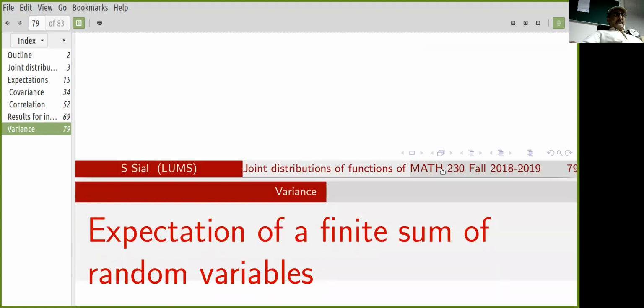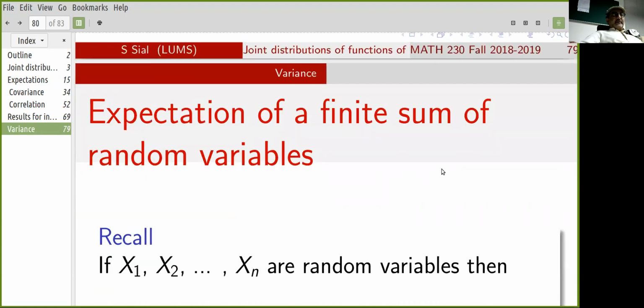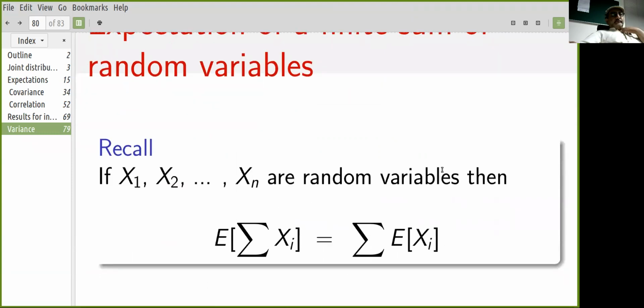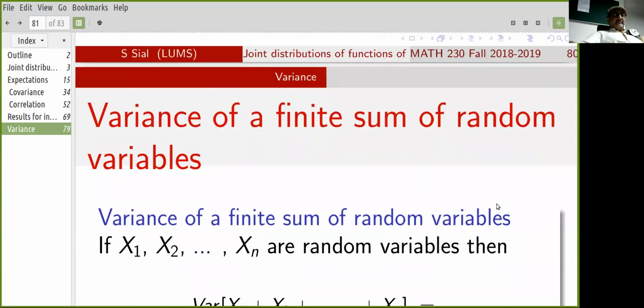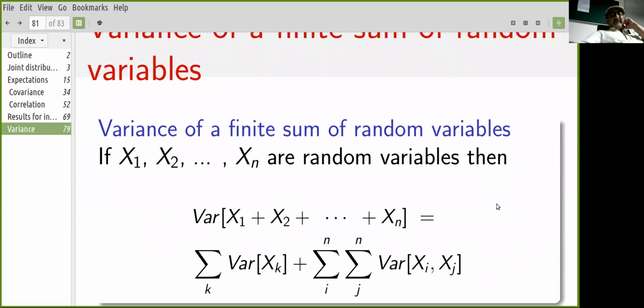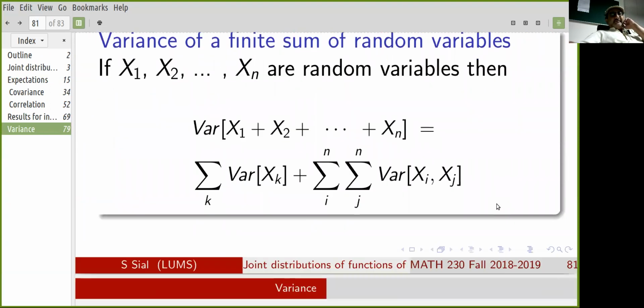Okay, variance. Recall that if x1, x2, and xn are random variables, then the expectation of their sum is the sum of their expectations. Okay, so that's a nice property of the expectation. What about their variance? The variance of a sum of random variables is the sum of the individual variances plus these extra terms, summation i to n, summation j to n, covariance of xi, xj.